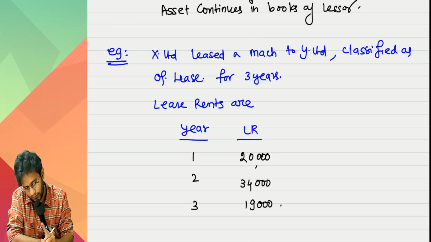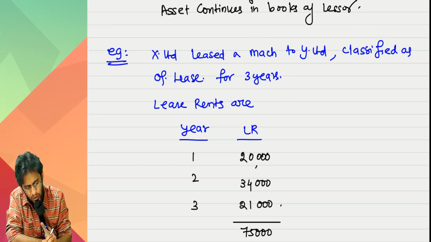What is the total? I should write 21,000. I'm sorry. Then 21,000. Total is how much now? Now I want a round number. That's all.